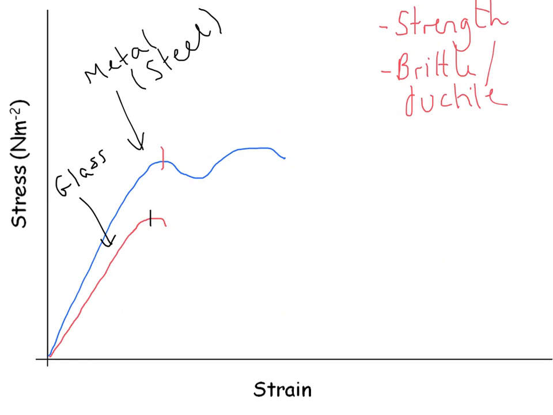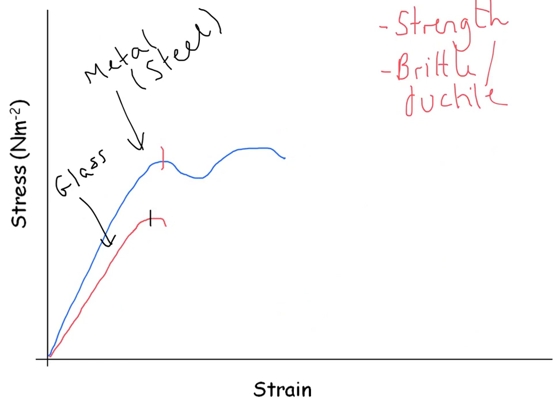Other key thing, if we look at the ultimate tensile stress of your steel, which is up here, you see it's much higher than it is for glass. So your steel is a much stronger material than glass. I think most of you would know that, but it's worth pointing out.